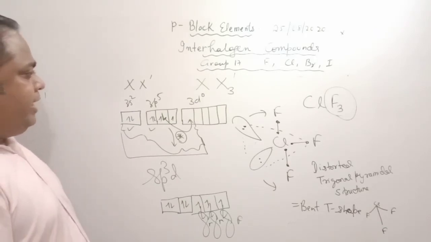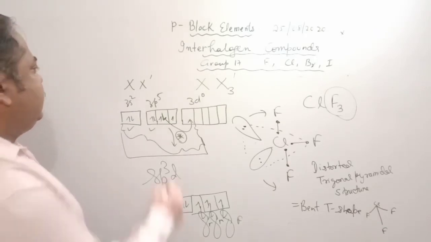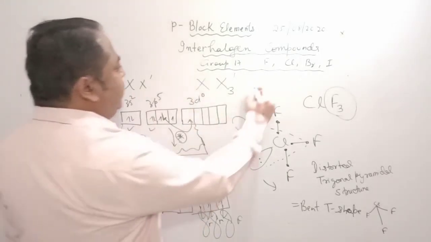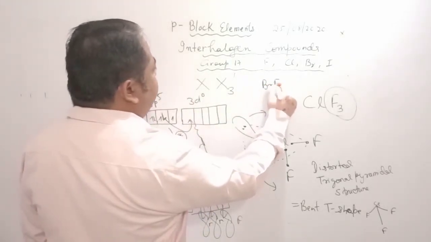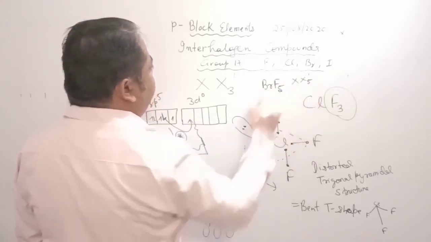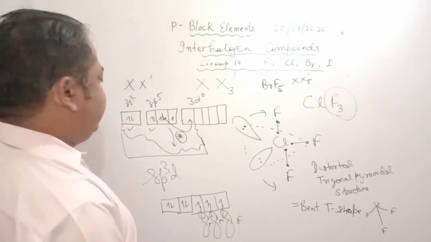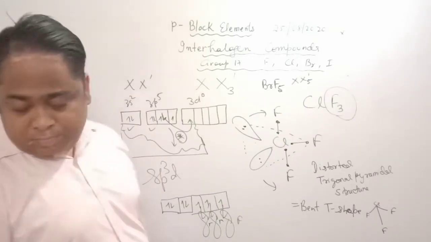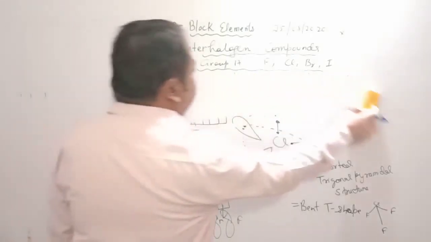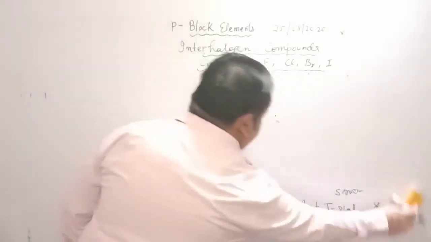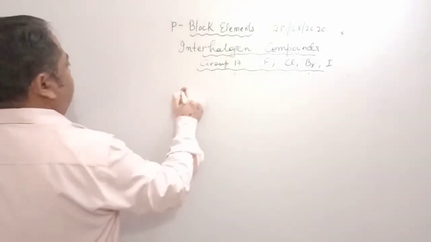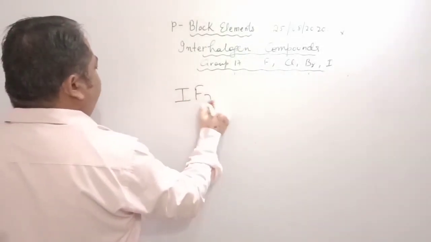So I have shown you one case of XX3. I had shown you one case of BrF5. It was a case of XX5. Now we will see one case of XX7, that means IF7. How will you show its structure?